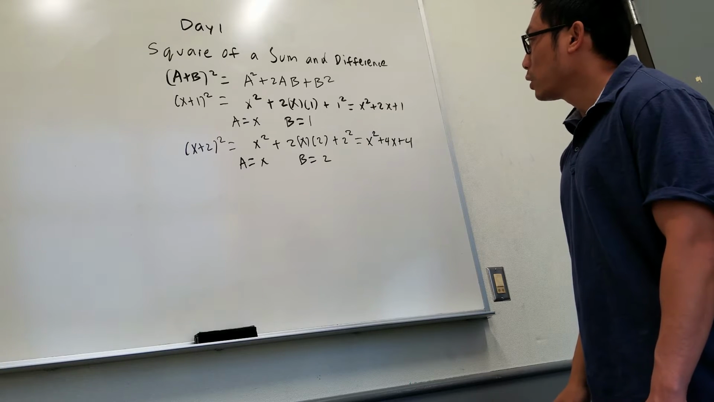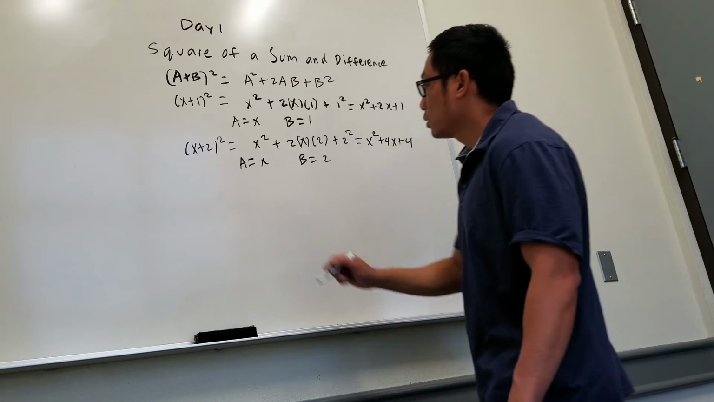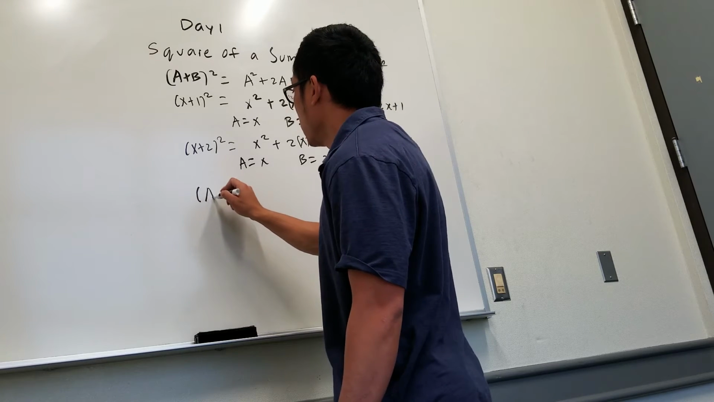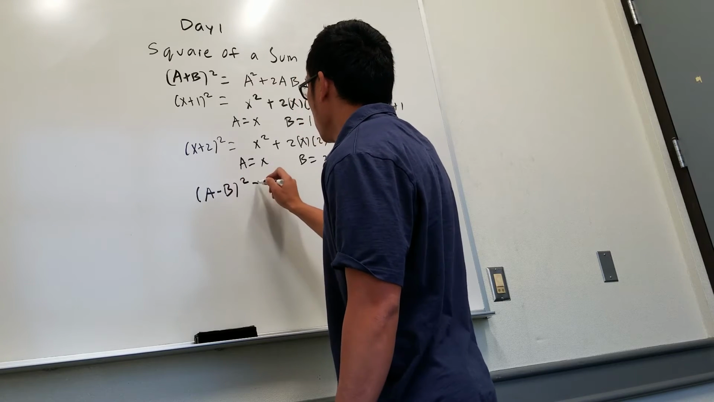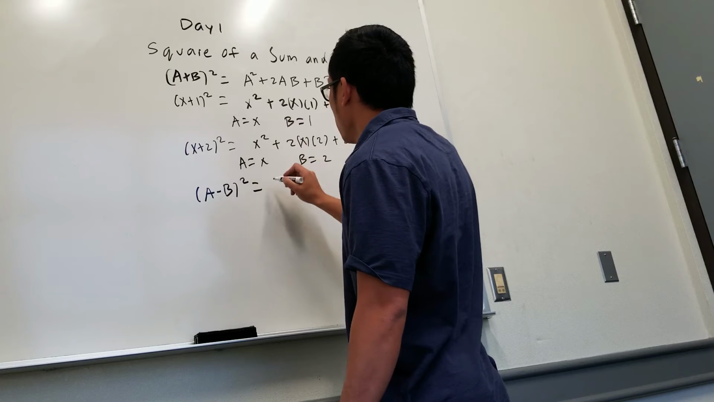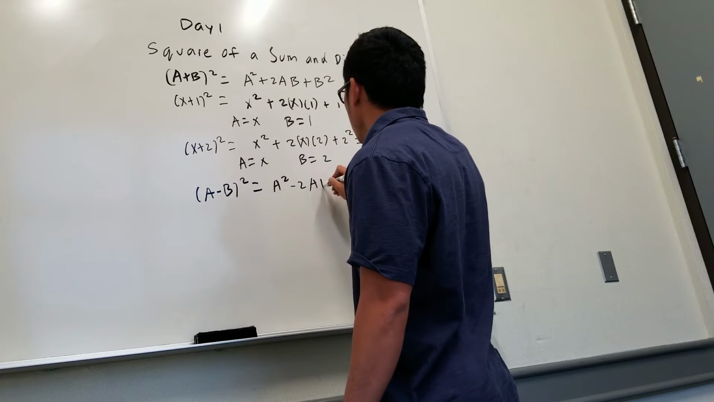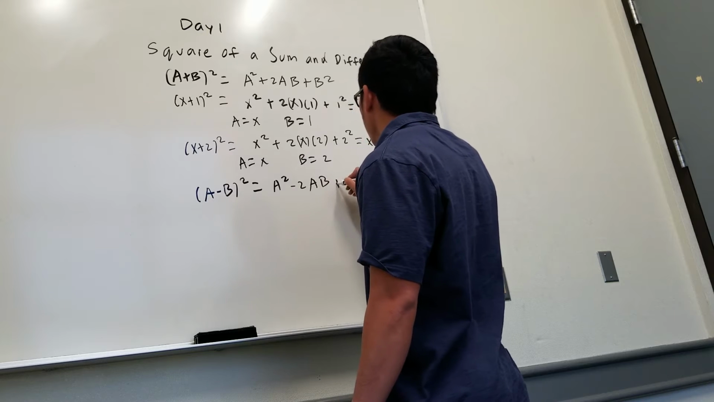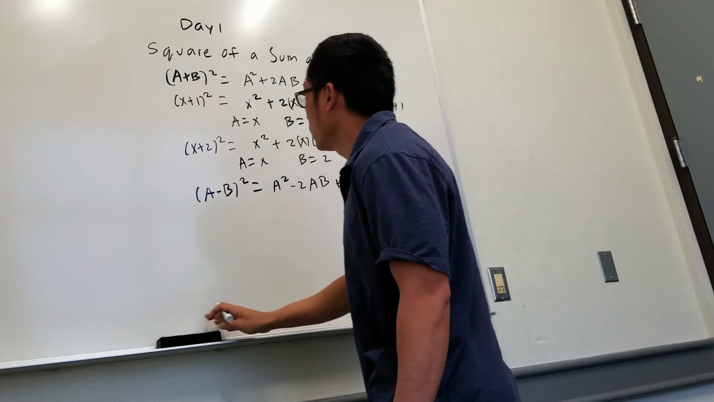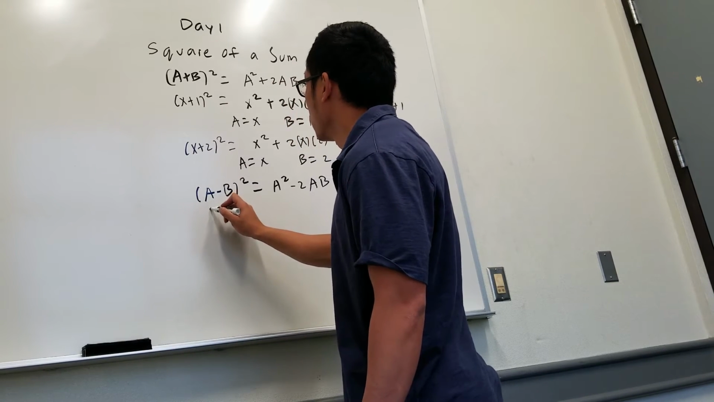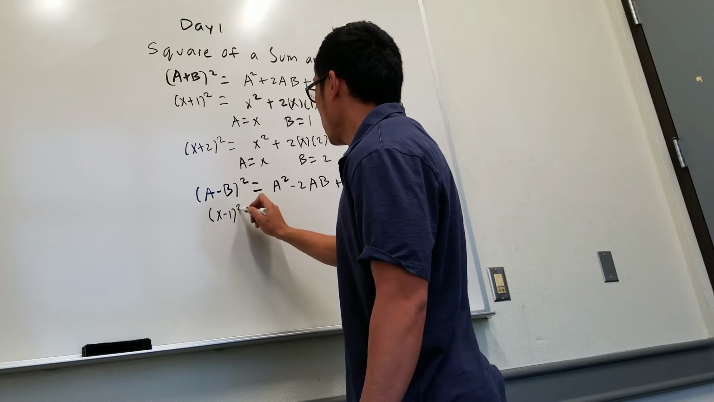Now let's do the square of a difference. Okay? So we do a minus b, the square, is equal to, it's pretty much the same except what? This is not going to be plus, this is a minus. But let's do a problem. We have x minus 1 squared.